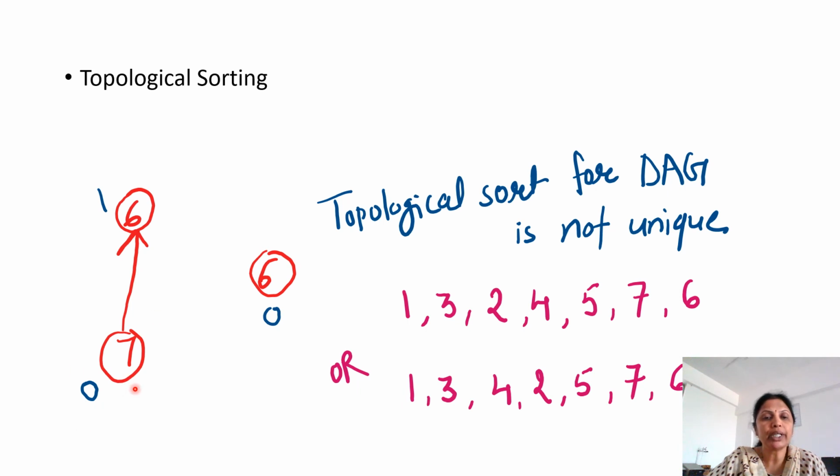hence we have to remove it. Then we will get only one vertex, and at last you have to remove that. Hence the topological sort for this given graph is 1, 3, 2, 4, 5, 7, 6. See, topological sort for a directed acyclic graph is not unique, hence we will get this answer also.